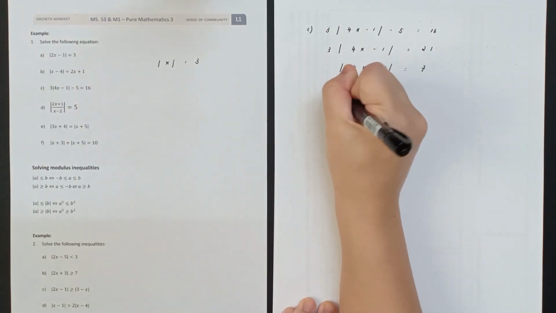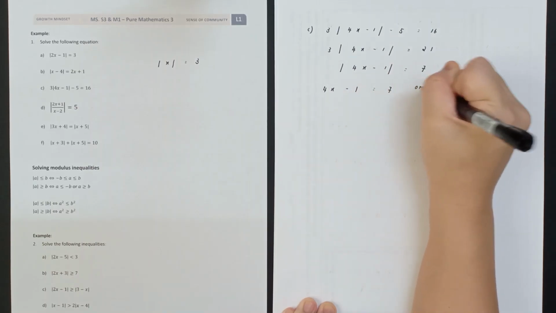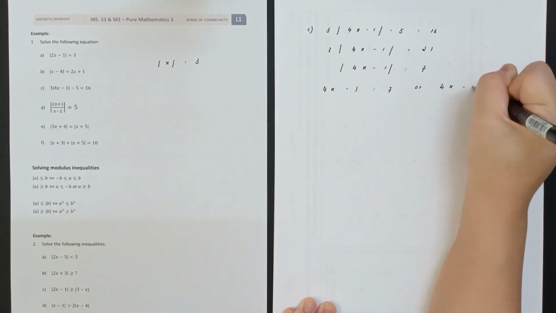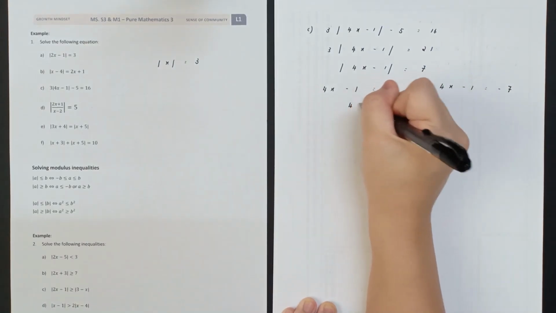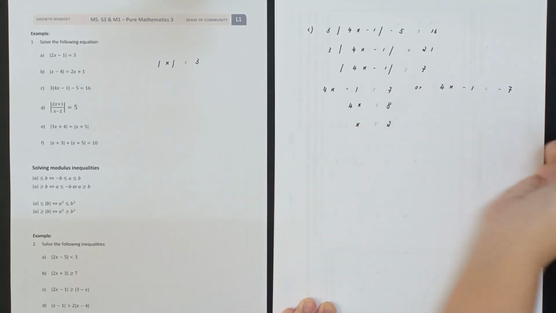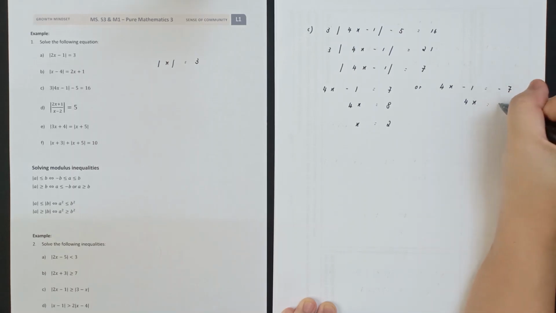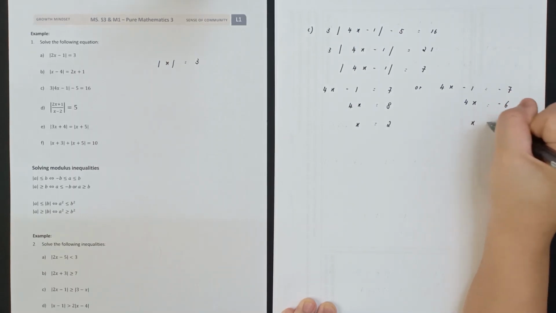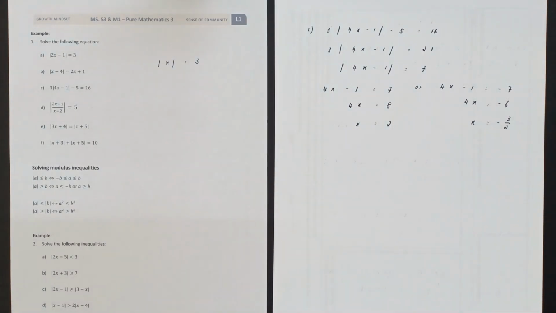So 4x minus 1 equals 7, or 4x minus 1 equals -7. So 4x will be equal to 8, so x will be equal to 2. Then 4x will be equal to -6, so x will be equal to -3/2. After you do this, the same thing, make sure that you check your answer again.